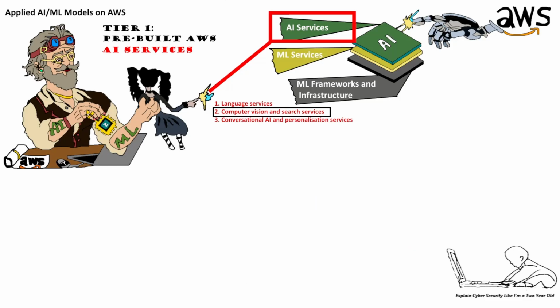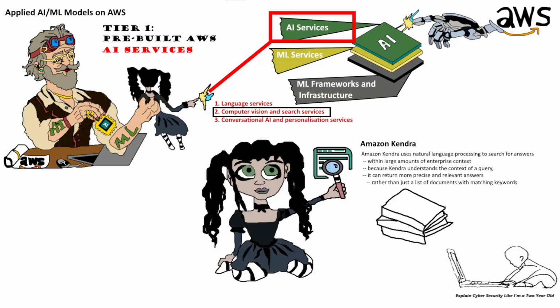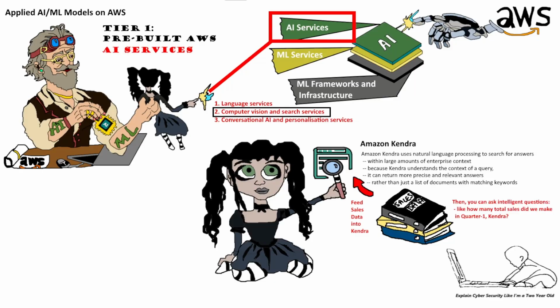Now moving away from language services to the next category under AI services, which is computer vision and search services, of which let's start with Amazon Kendra. And Amazon Kendra uses natural language processing to search for answers within large amounts of enterprise data. And Kendra is more than just a simple search, it is an intelligent search, meaning if we were to feed Kendra our sales data, Kendra can both process and contextualize this data so we can ask it very intelligent questions.